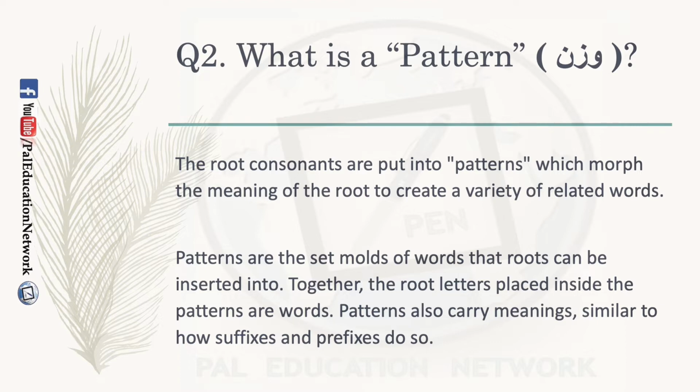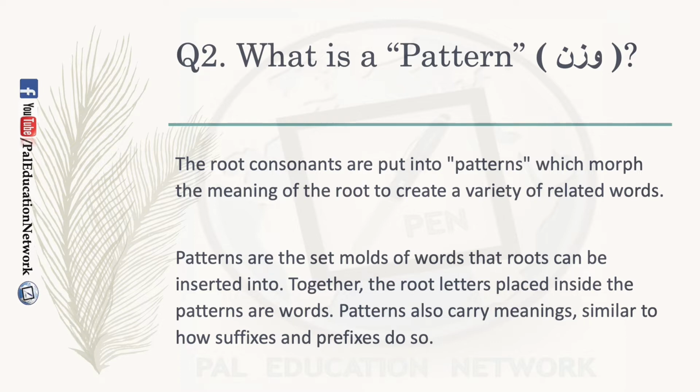It's just like you have a recipe, but then you put it in a mold. You are making a cupcake and then you put it, let's say, into a heart-shaped mold. Then you will have a heart-shaped cupcake come out. So the root consonants are put into patterns which morph the meaning of the root to create a variety of related words. Okay? So when you put that same word kataba into a certain mold, it makes a different word out of it.